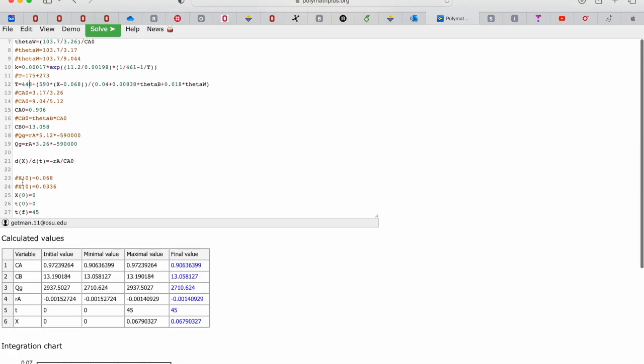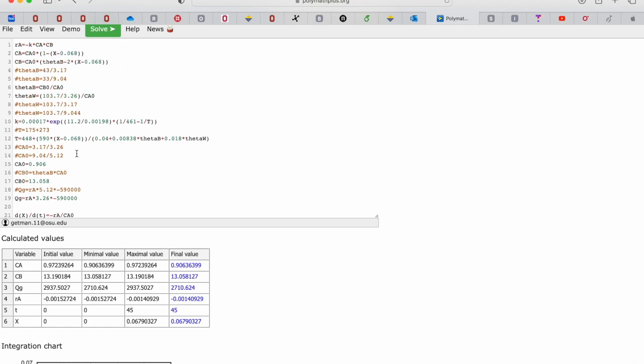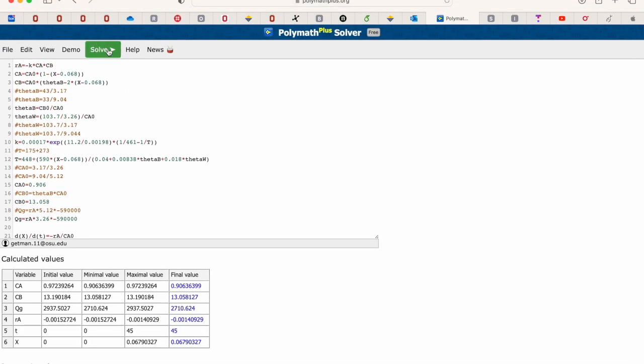I'm going to come down here now to my initial conditions. I'm going to start at x equals 0.068 rather than 0. For time, I can integrate between 45 and 55, that would be fine. I can also integrate between 0 and 10. It doesn't matter. Both of those should give the same answer. All right, so now let's solve this scenario.